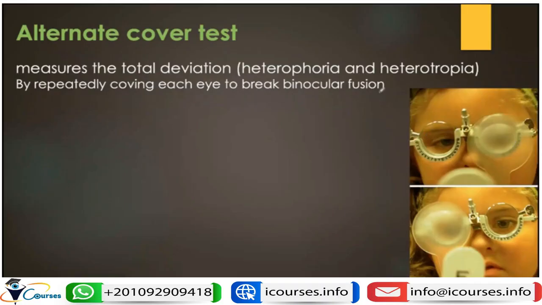The alternate cover test is used to measure the total deviation. If we have a patient who has both heterophoria and heterotropia, we can rapidly alternate the cover between both eyes, and any corrective movement to maintain fixation on the target allows us to calculate both the phoria and the tropia.